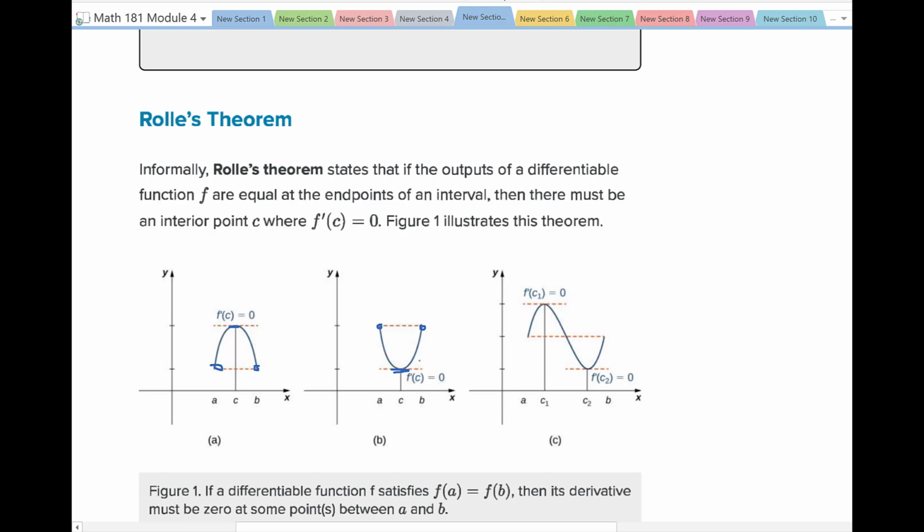So if we have the same value at 2 different values of x, then at some point, if it's continuous, it must have either peaked, gone up and then come back down, or gone down and come back up again, such that there's an extreme value that's either going to be a max or a min, but the slope there is 0. That's Rolle's theorem.